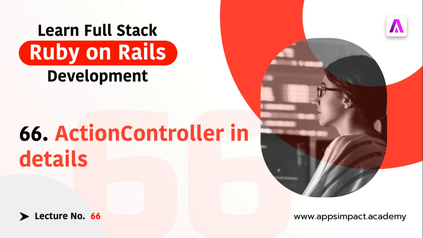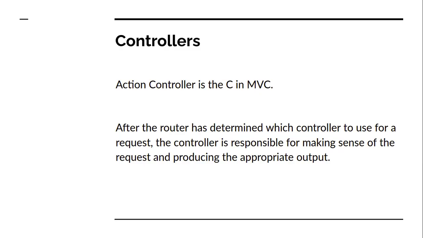In this lecture, we will discuss action controller in detail. So, action controller represents the C in MVC architecture. This is the logical center of your Rails application. It acts as a mediator between the views and the model. It makes the model data available for the view to display on the browser.